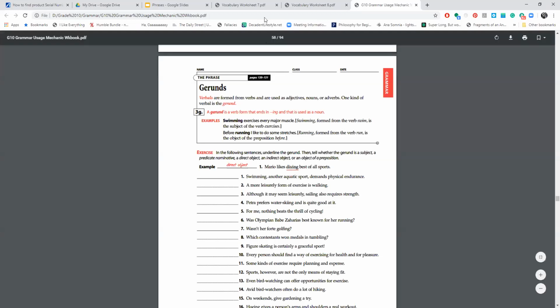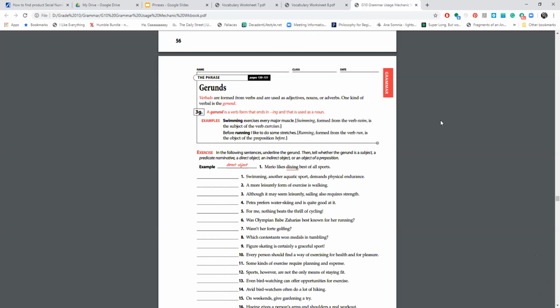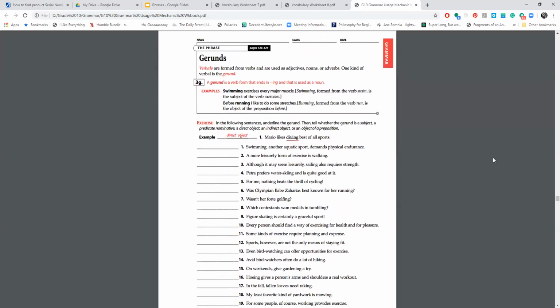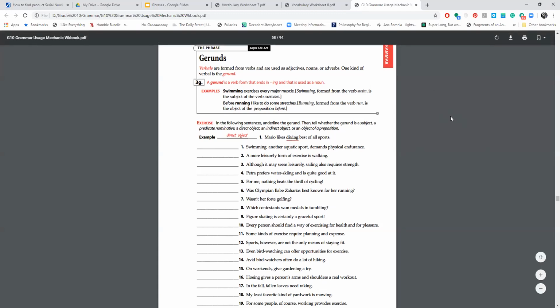So now very quickly, I want to just bring up your gerund worksheet from your grammar book. It begins on page 57. I believe it's only 2 or 3 pages. I want you to go through and fill in all of the answers. So read the instructions. Starts at the top here.